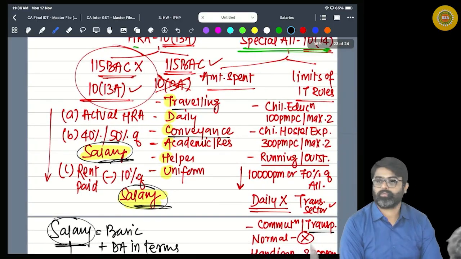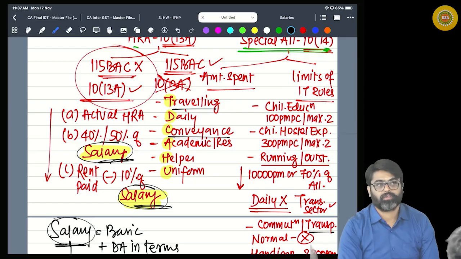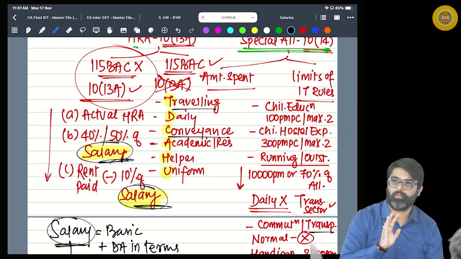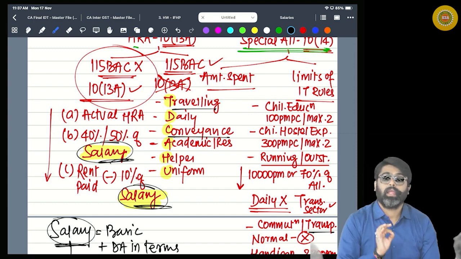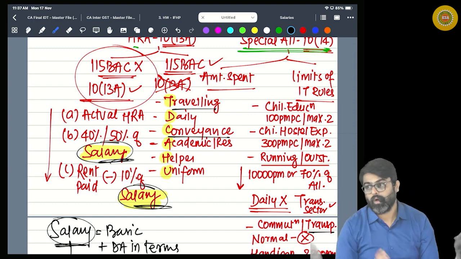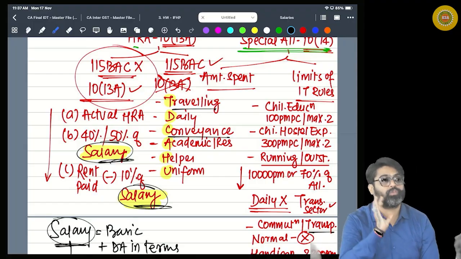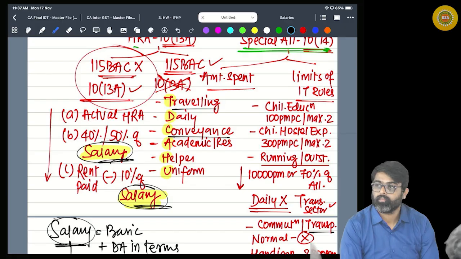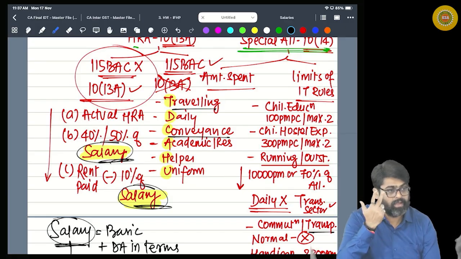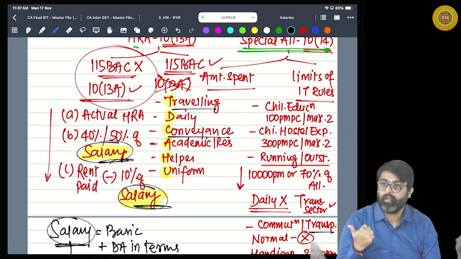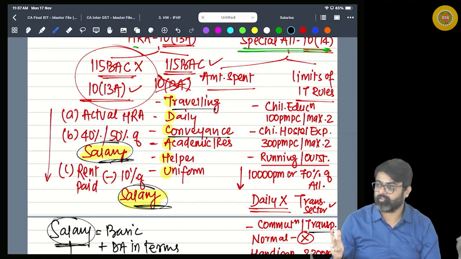So tell me, first one, actual HRA. Second one, 40% of salary or 50% of your salary. Sometimes it will be taken as 40%, sometimes as 50%. See, if the rent is paid by you out of HRA in metro cities, which cities? MKDC. M for Mumbai, Kolkata, Delhi and Chennai. These are metro cities, yes or no?